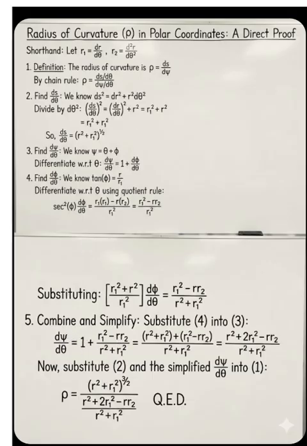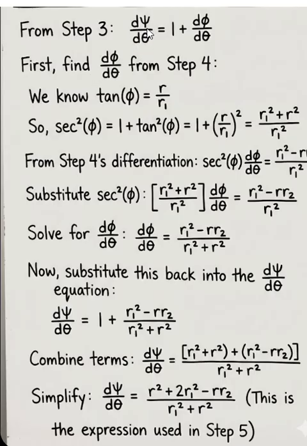I will show you how this is equal to this one. Wait a minute. From step 3, we know that d psi by d theta is equal to 1 plus d phi by d theta. Now we want to find d phi by d theta. We already told you tan phi is equal to r divided by r1. And sec square phi is equal to 1 plus tan square phi. Therefore, it becomes 1 plus (r by r1) whole square.